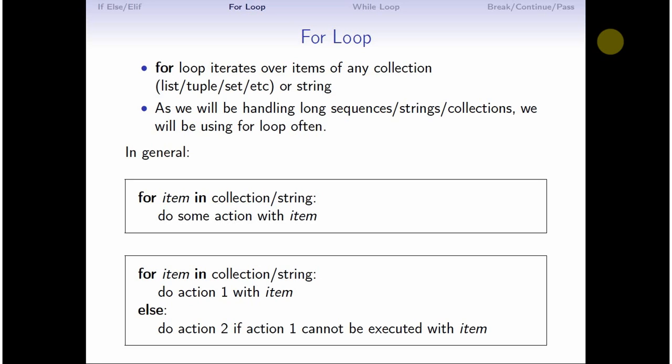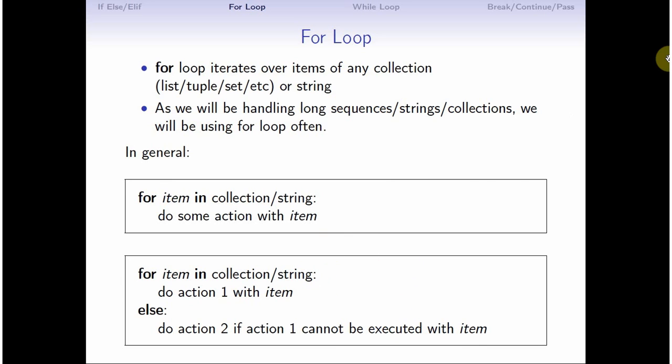Python will help us loop through and go through all the elements that we need. If you have 10 elements, you can do them one by one, but if you have like 2,000, you cannot. So in general, this is how it looks: for item in collection or string, do something with the item itself. A for loop can also combine with else: for item in string, do action 1, else do action 2 if action 1 cannot be executed with the item.